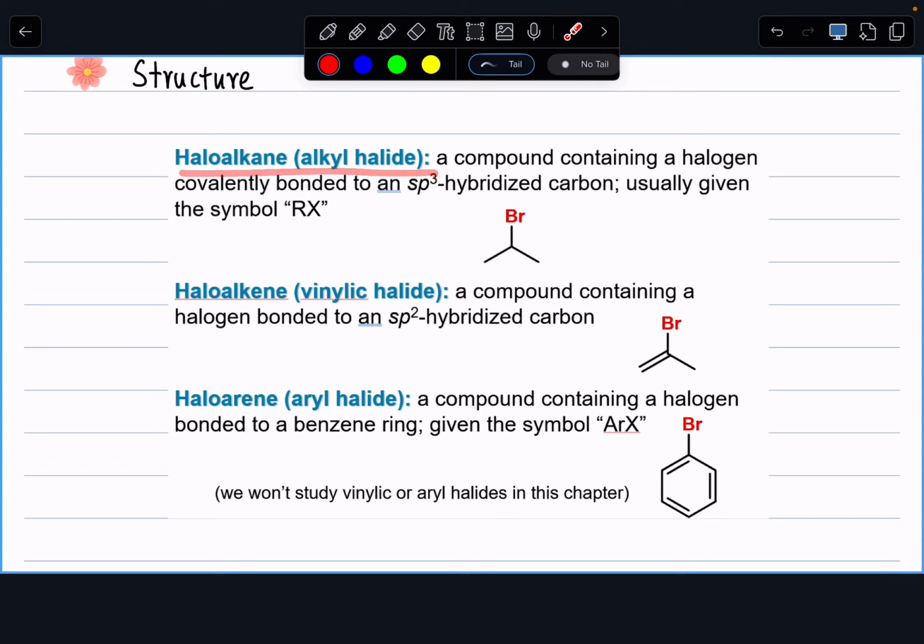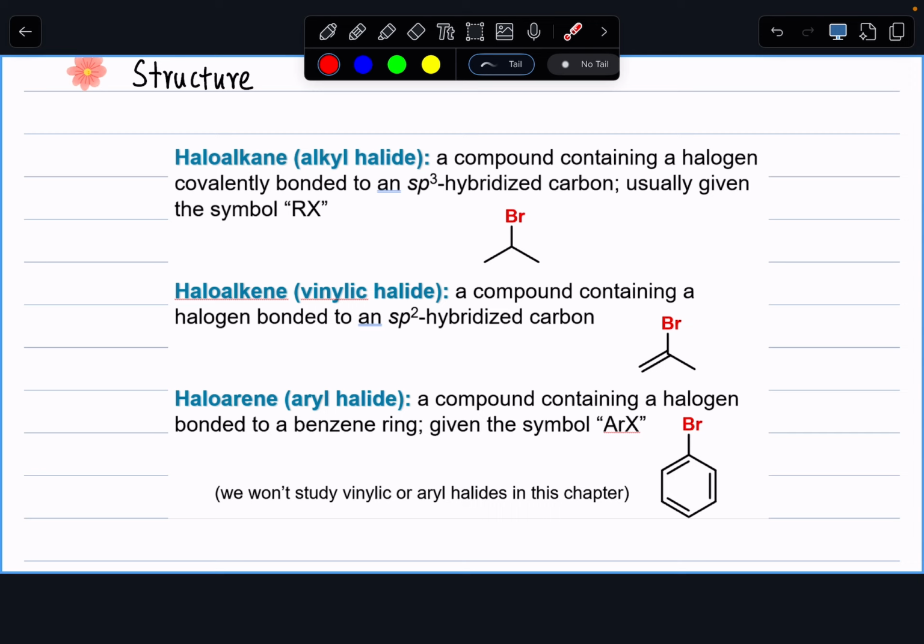This is just a quick introduction to haloalkanes, building on something we discussed. Haloalkanes, or alkyl halides, are a class of compounds containing a halogen covalently bound to an sp3 hybridized carbon. Halo stands for the halogen. Alkane specifies it is a fully saturated sp3 hybridized carbon. Normally, we write it as RX. R stands for any kind of alkyl group. X stands for any kind of halogen. So the halogens are fluorine, chlorine, bromine, and iodine.